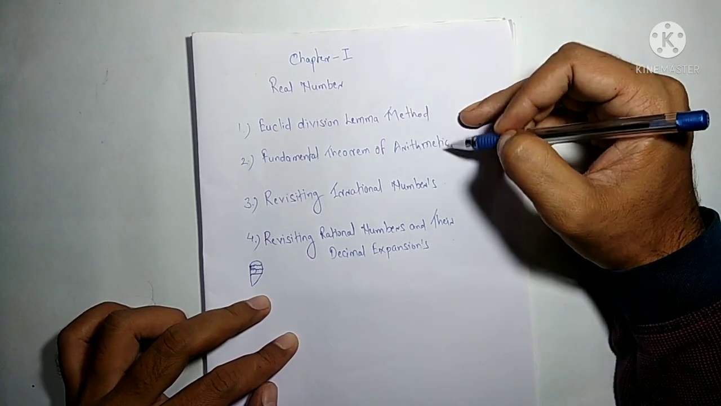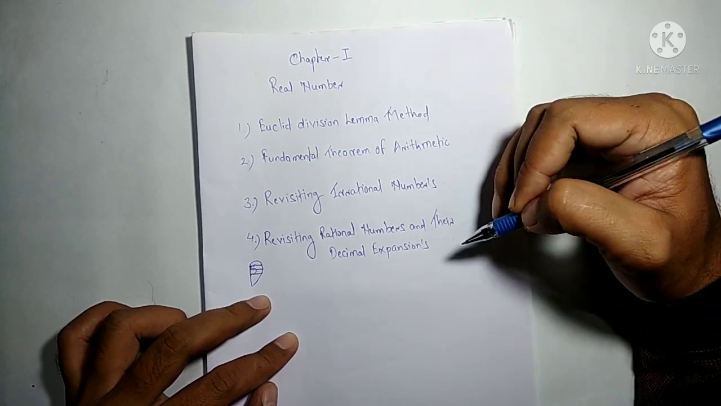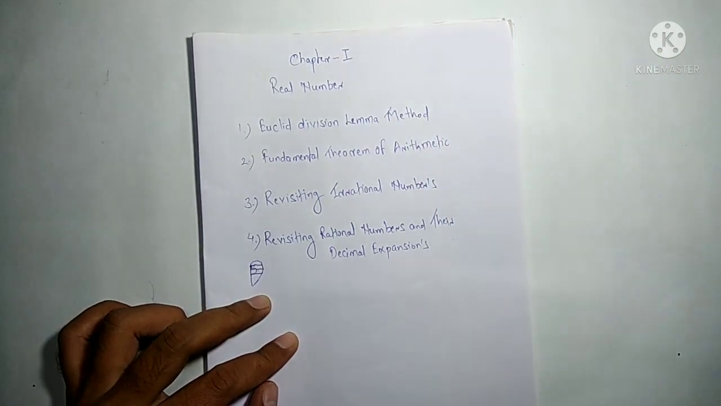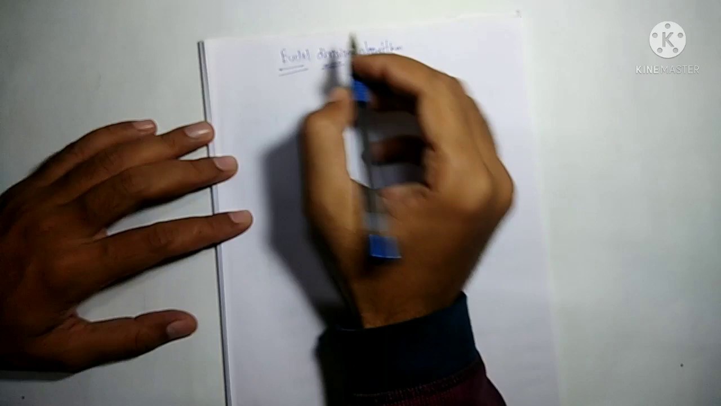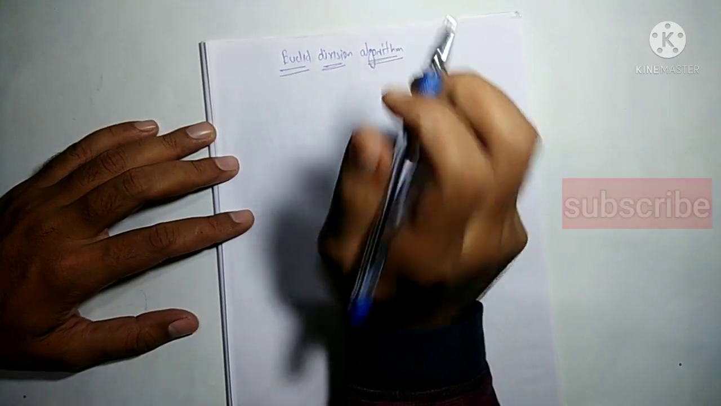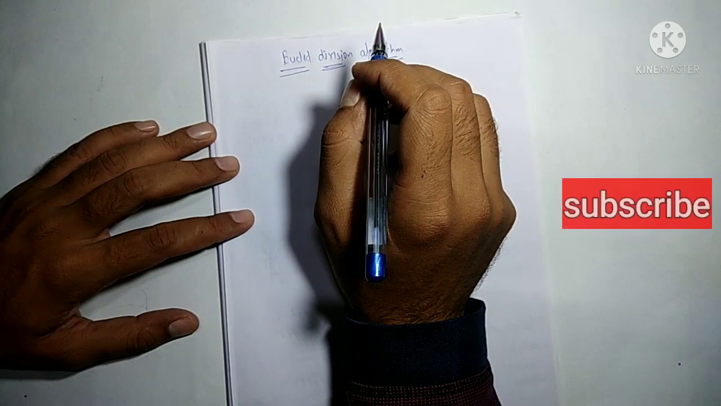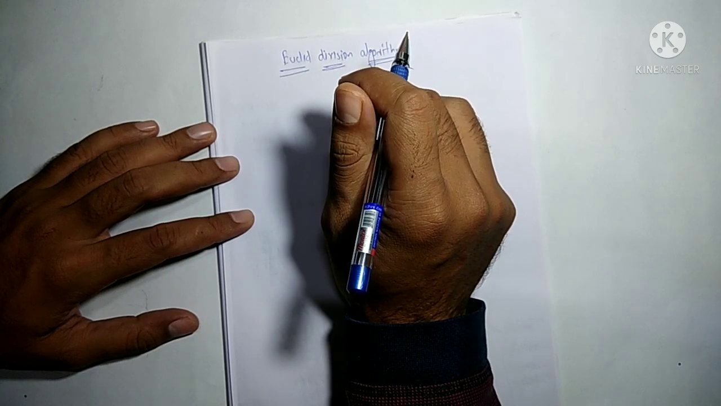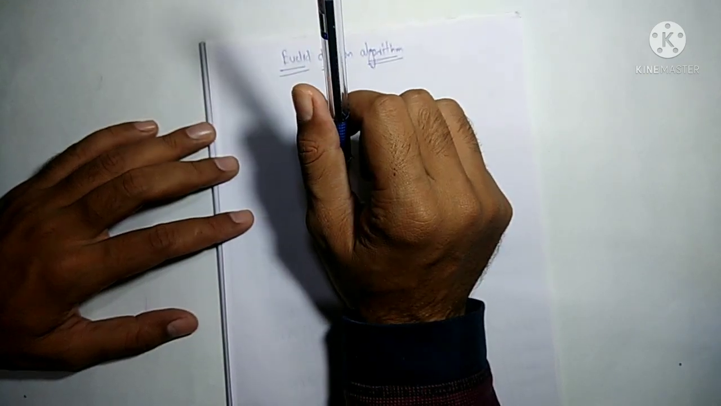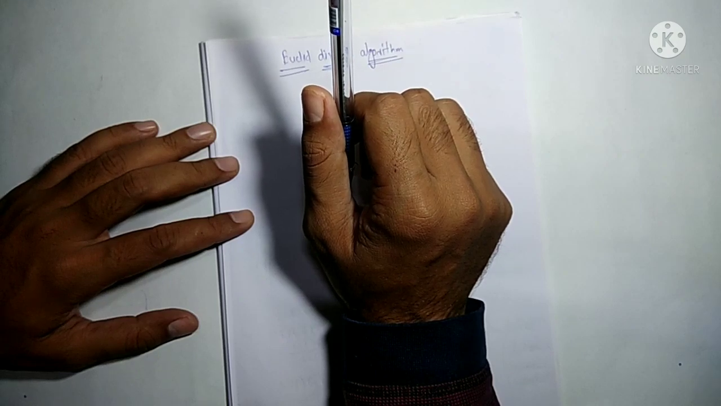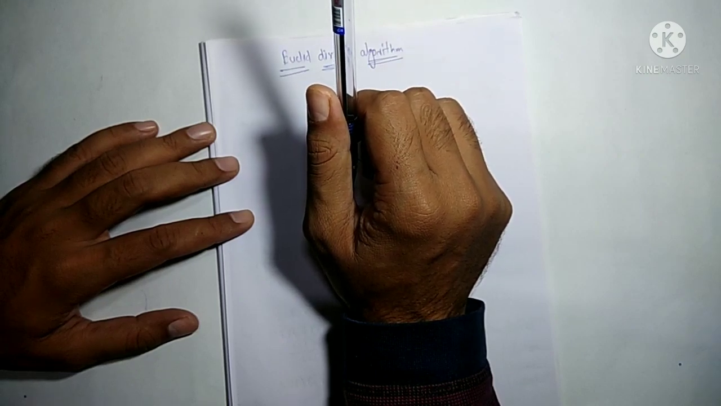There are a total of 4 subsections under chapter 1, which is real numbers. The first subchapter is the Euclid division algorithm. Generally, the Euclid division algorithm is a technique to compute the highest common factor of two given positive numbers. Recall that the HCF of two positive integers is the largest positive integer that divides both of them.